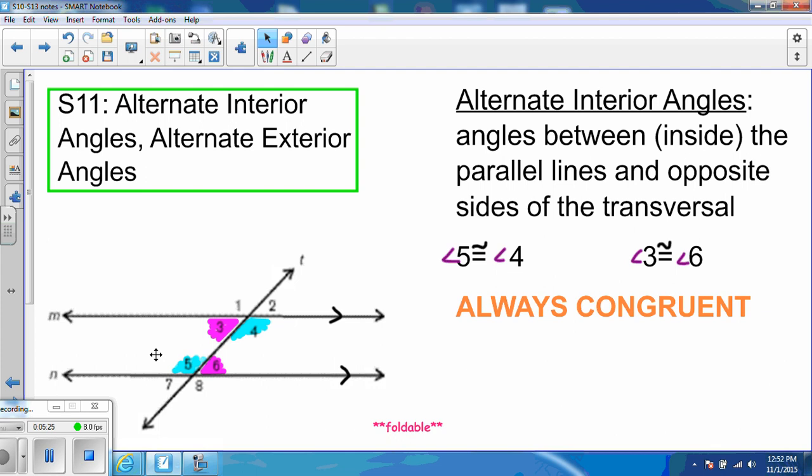So color code these on your foldable. Notice they're always congruent to each other. Make sure you write out the definition and your examples.